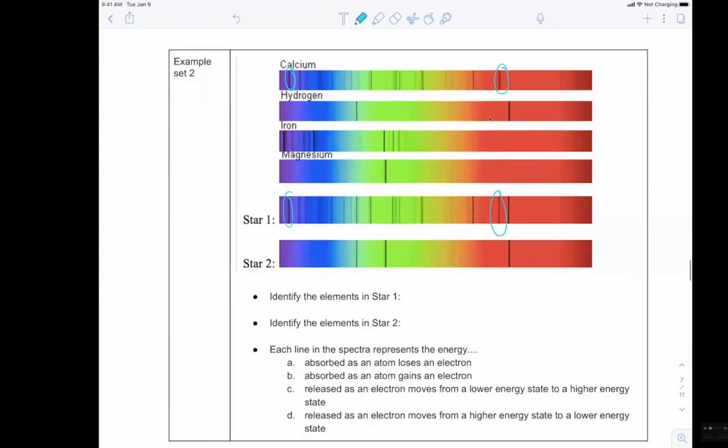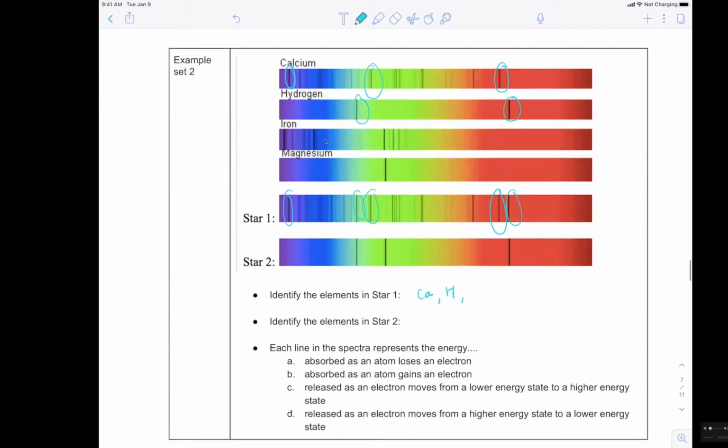So if your star has that specific element, then all the lines of the spectrum should match up. So again, even here, you can see it matches up. So star 1 definitely has calcium. And then we can check hydrogen. Hydrogen has 2 of these lines right here, and it matches up with star 1 as well. So calcium and hydrogen are present.